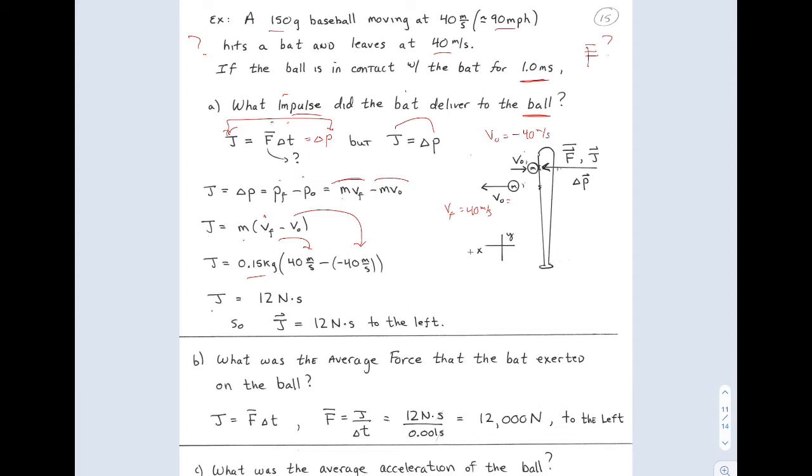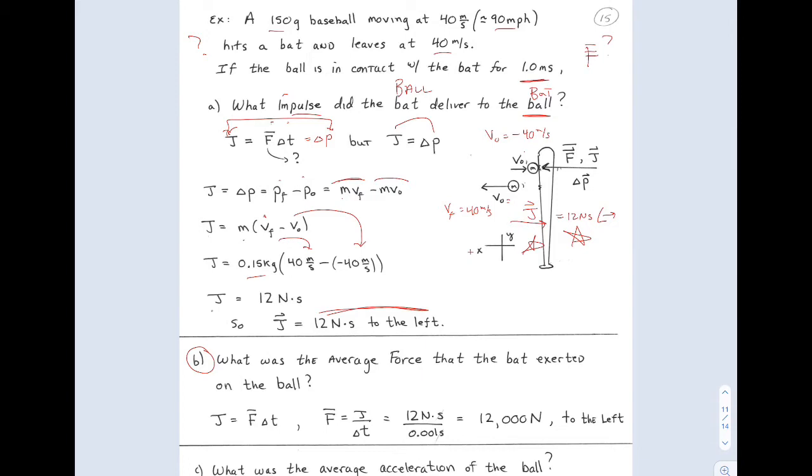Now I could also ask, what impulse did the ball deliver to the bat? In that picture, if this is 12 Newton seconds to the left, then that would be 12 Newton seconds to the right. So this would be the impulse that the ball delivered to the bat. Just like Newton's third law, the bat exerts a force on the ball, and the ball also exerts a force back on the bat, and an equal and opposite impulse back on the bat. So that's part A.